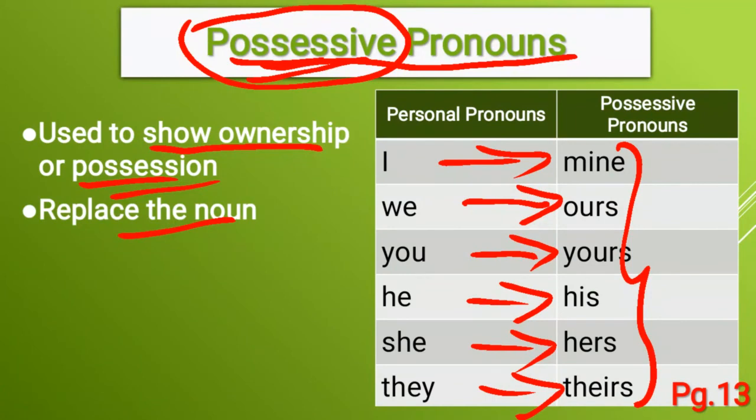Okay, children, ownership. You are owning something. You are the owner of something. You are the owner of a particular thing. Yes, my book, my laptop. My, that is possessive. So possessive pronouns: mine, ours, yours, his, hers, theirs.